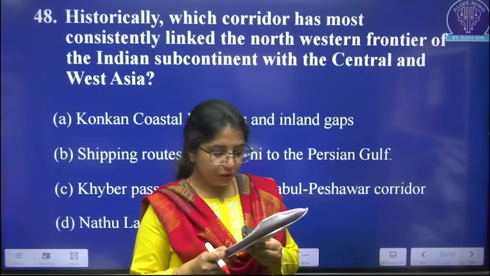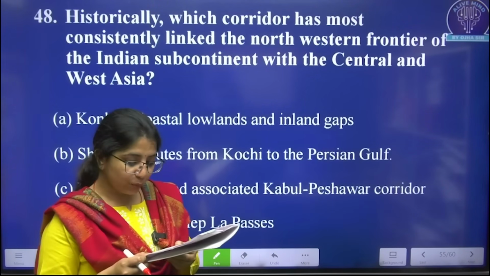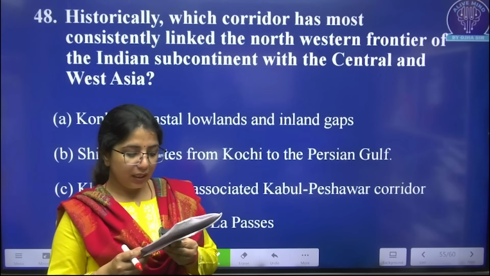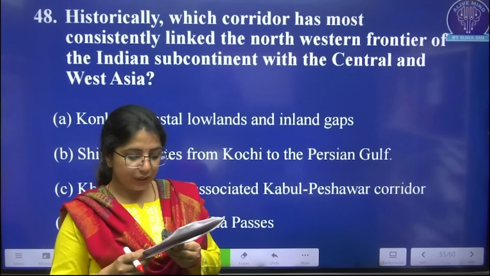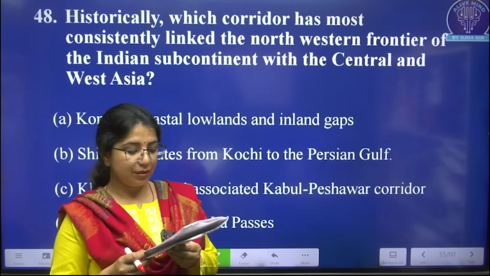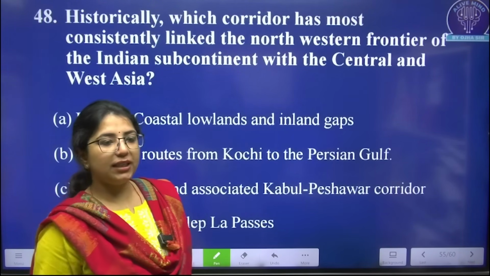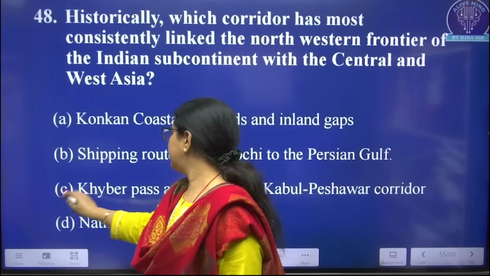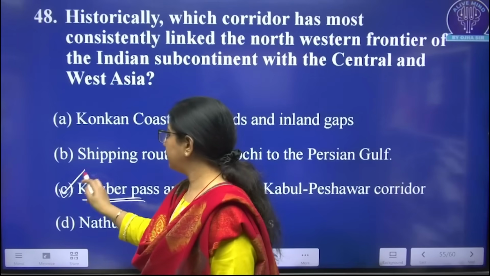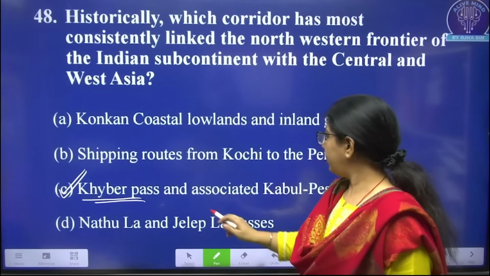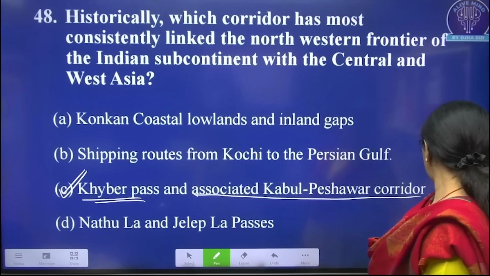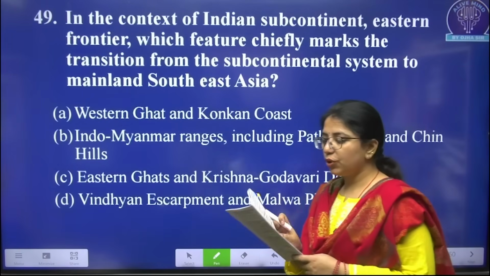Then is, historically, which corridor has most consistently linked the northwestern frontier of Indian subcontinent with the Central and West Asia? The answer is Khyber Pass. This is very important. Just note the fact. Khyber Pass and associated Kabul-Peshawar corridor. Then is question number 49.